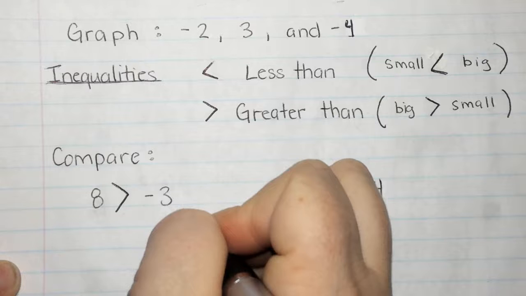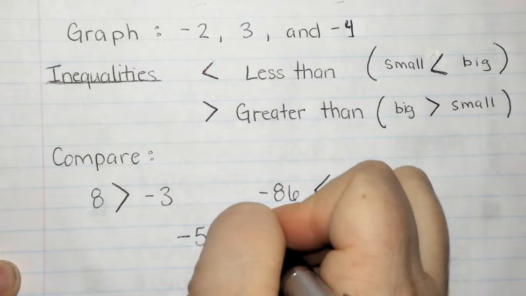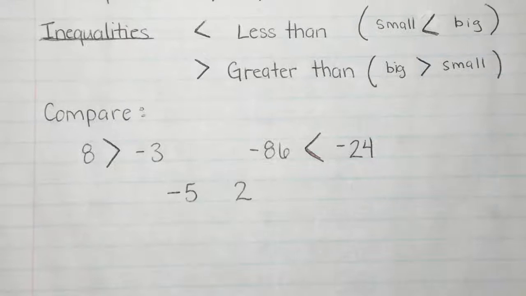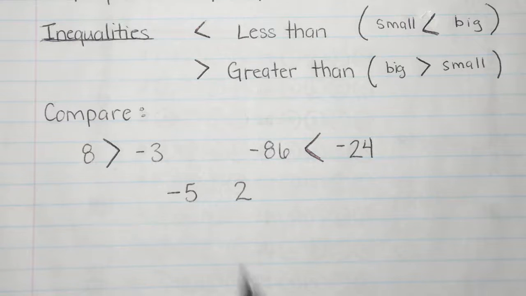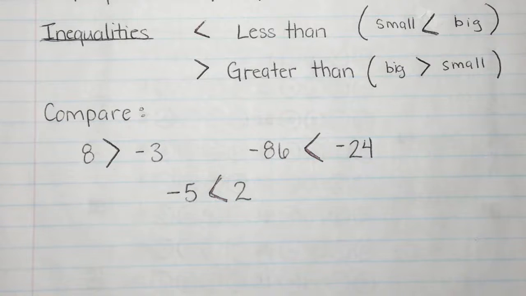Okay. Let's do one more. Let's do -5 and 2. Okay. Which symbol do I need here? Is -5 less than 2 or is -5 greater than 2? Dina? -5 is less than 2 because, remember, the negative is always going to be smaller.